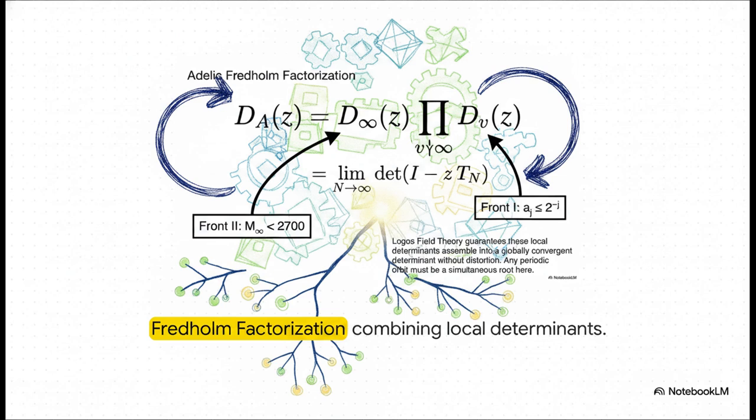The factorization equation shows the Adelic Fredholm determinant, D sub A of z, formed by seamlessly multiplying the Archimedean determinant with the product of all non-Archimedean determinants. We can safely assemble the finite and infinite local determinants into a single, globally convergent object without any distortion at all. If a periodic Collatz cycle actually exists, it absolutely must be a simultaneous root right here in this equation.